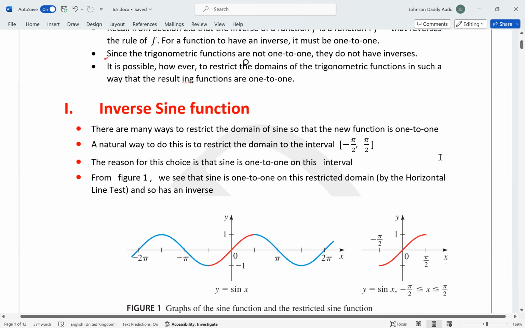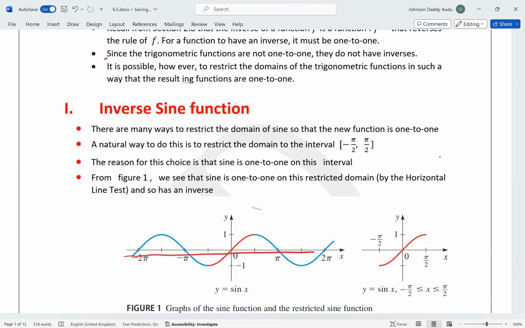But trigonometric functions are not 1-to-1. For example, this is the graph of sine x. Now, if I draw a horizontal line, you can see that it's going to intersect the graph at more than one point, right? So it means that naturally sine is not a 1-to-1 function. But we can restrict the domain in such a way that the function can become 1-to-1.